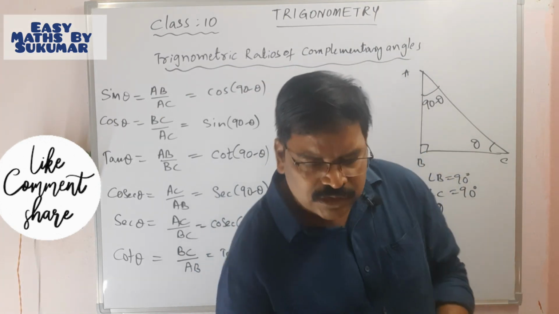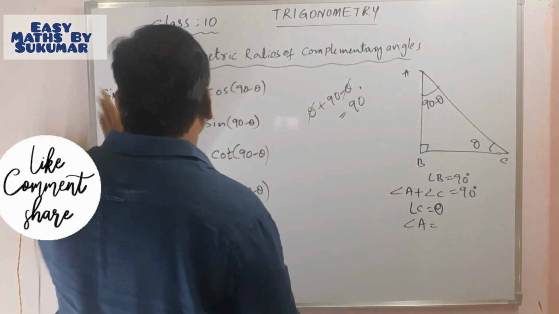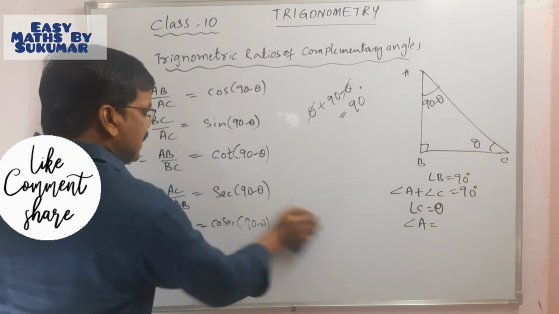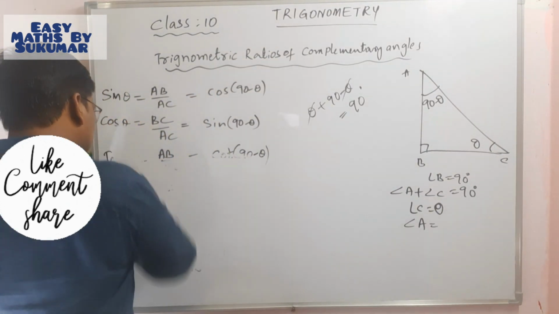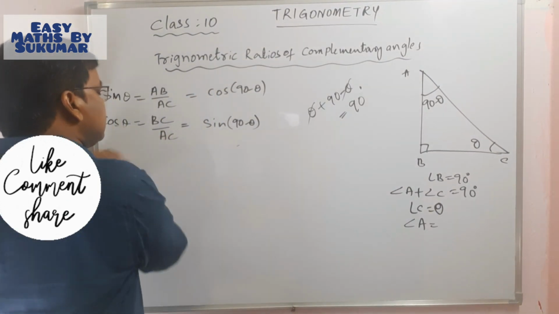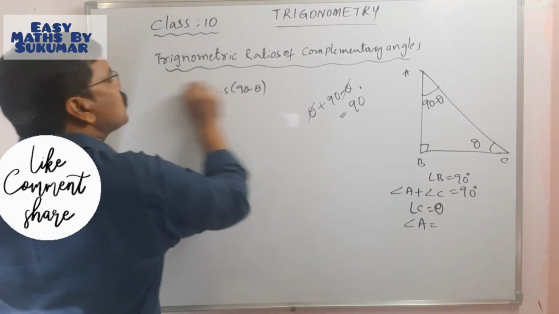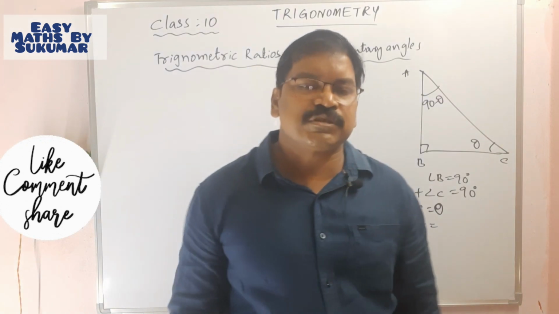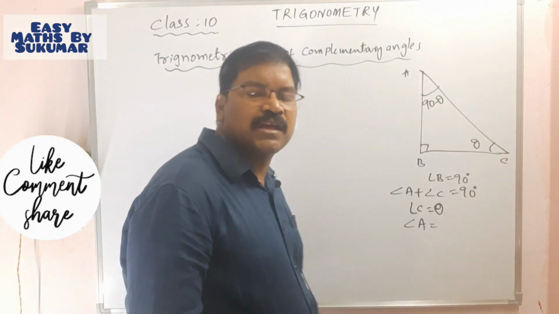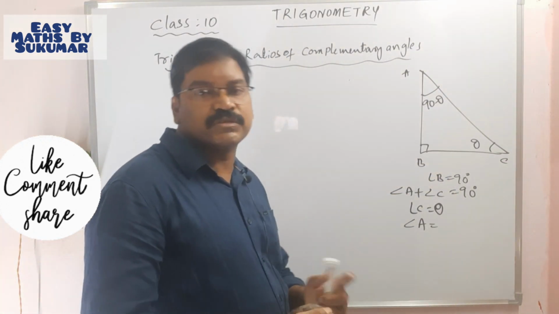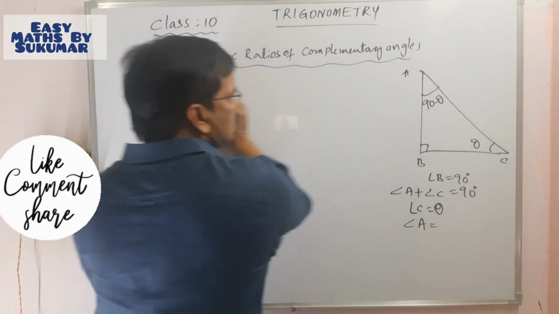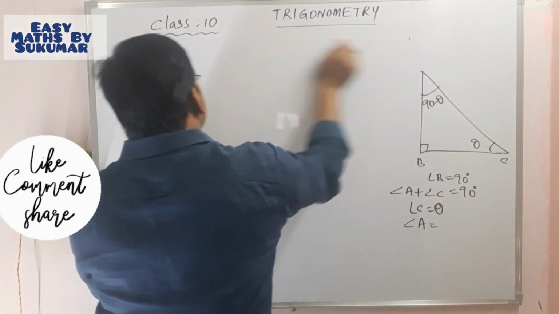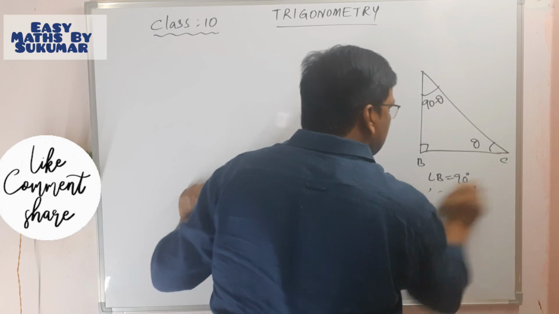So, my dear students, in conclusion, I just want to say here, sin 90 minus theta is cos theta, cos 90 minus theta is sin theta, tan 90 minus theta is cot theta, cot 90 minus theta is tan theta, cosecant 90 minus theta is secant theta, secant 90 minus theta is cosecant theta. So, I hope you understand these trigonometric ratios of complementary angles.